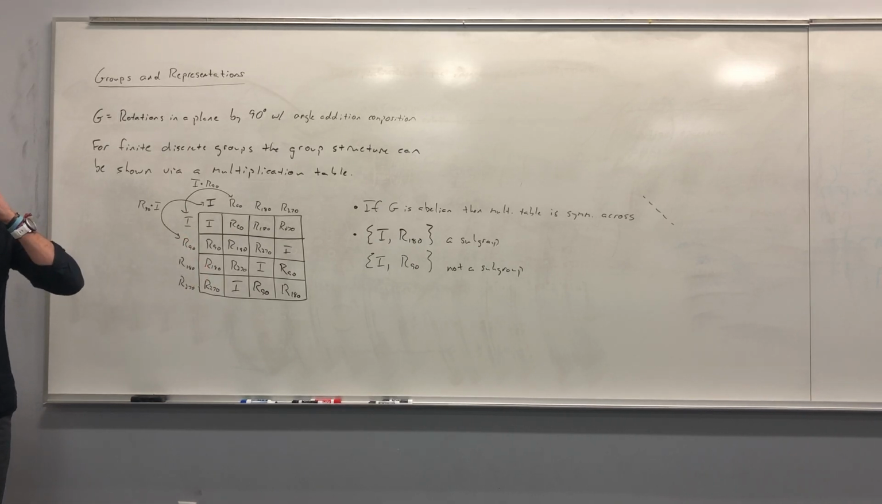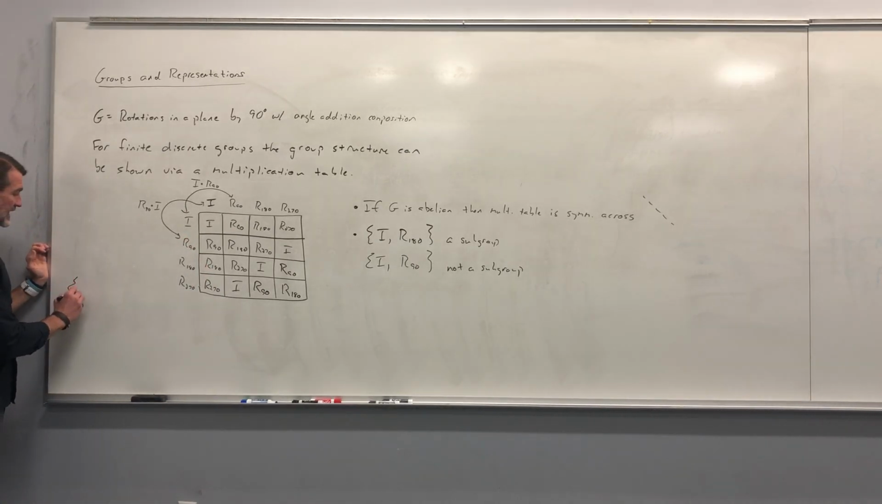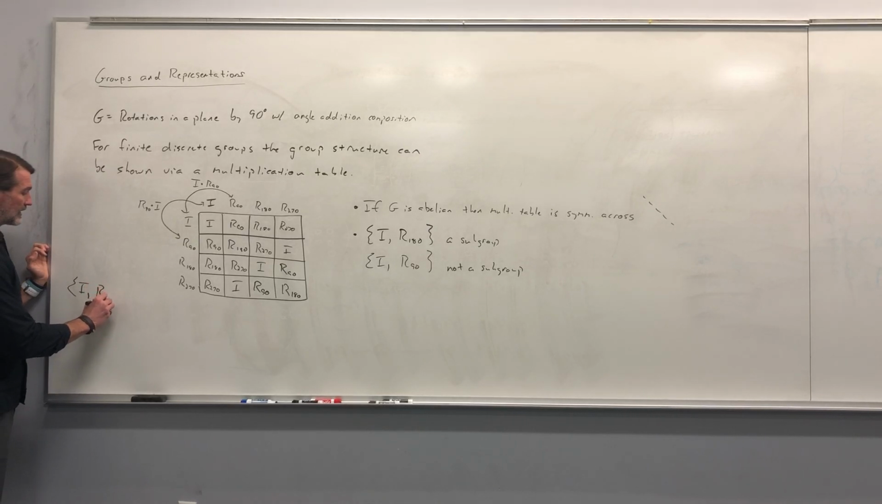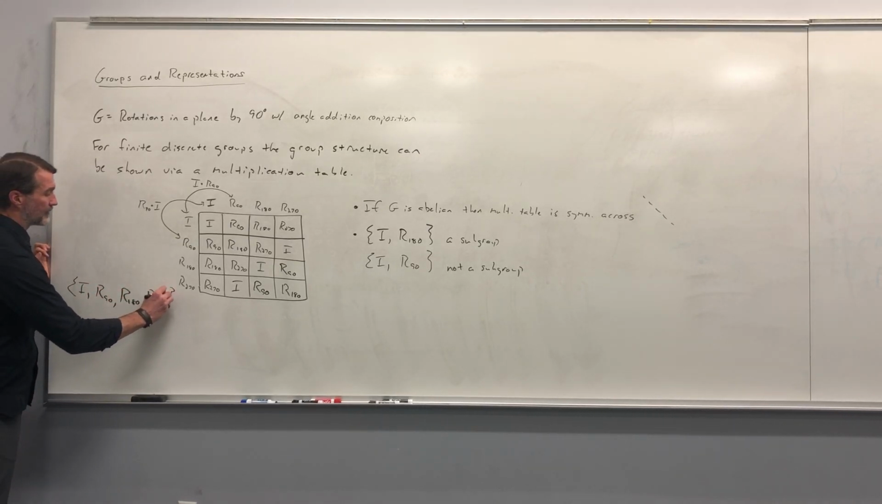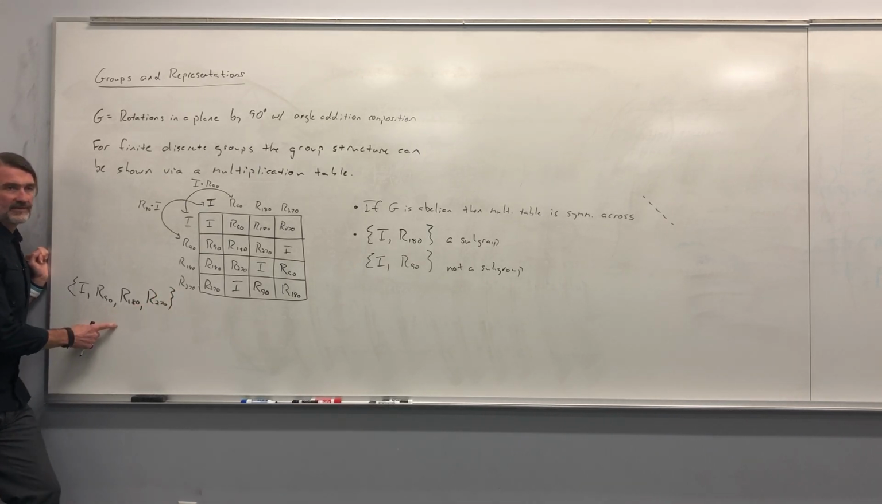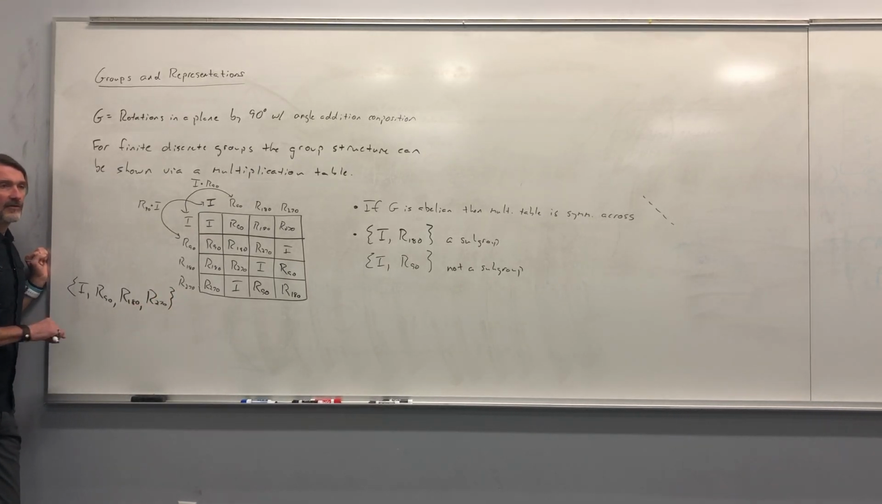Okay? So if I consider this set I, R90, R180, and R270, what subset of this could I use to generate the entire set? Can I use the identity? So if I take the identity and compose it with the identity, what do I get? And if I compose that with the identity, what do I get? This gets really boring really fast. No, you can't make anything else with the identity.